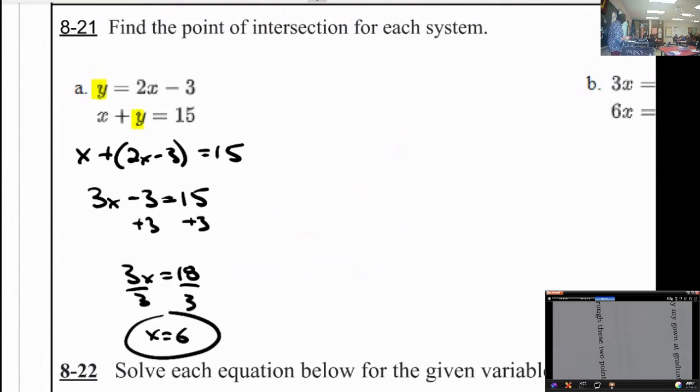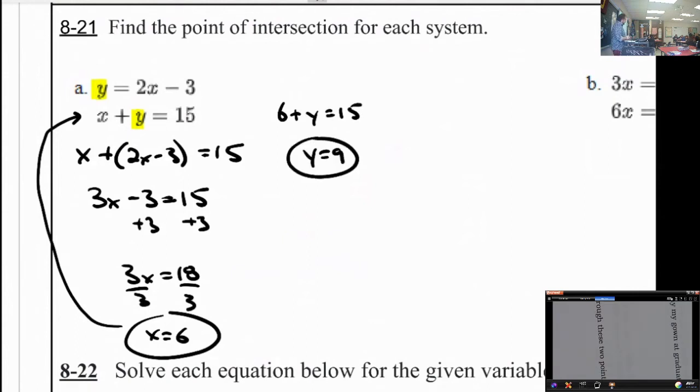That's not, of course, the answer. That's only part of the answer. We need to figure out what y is also. But we do know that x plus y is 15. So that means that 6 plus y is 15. That means that y's got to be 9. And before we leave the problem, we can spot check it. 2 times 6 is 12. 12 minus 3 is 9.